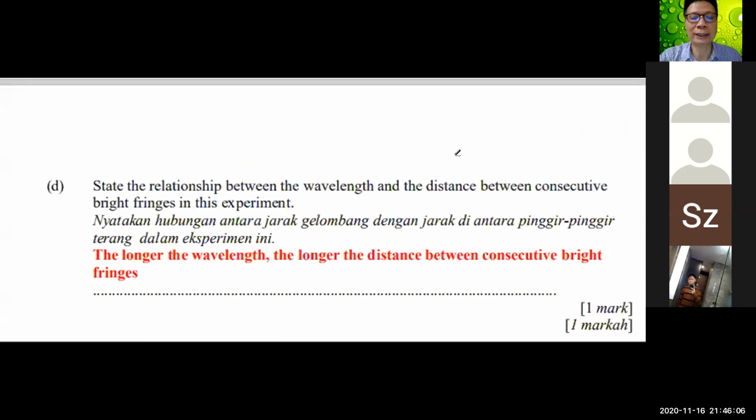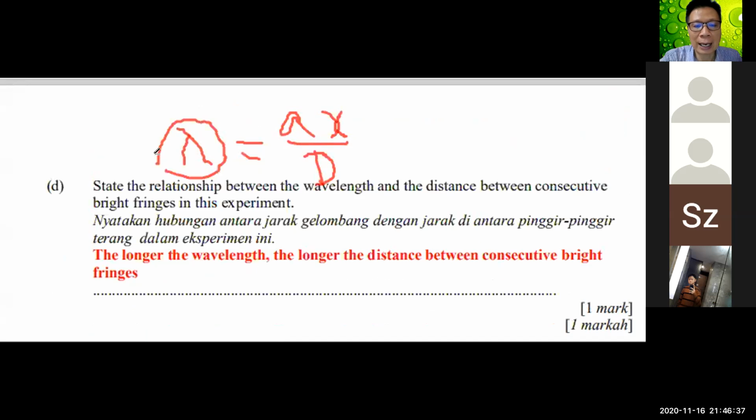Relationship between the wavelength and the distance. So you say, the longer the wavelength, the longer the distance between the consecutive bright fringes. Because of the formula you learned, lambda equals ax over d. And the relationship between the wavelength lambda and the separation distance between two consecutive bright fringes, which is x, is directly proportional. You see here, lambda is directly proportional to x.